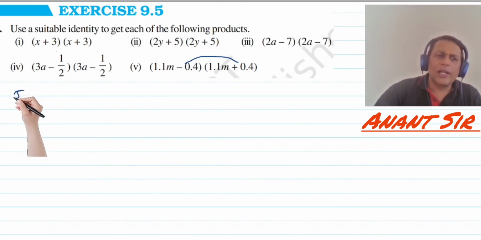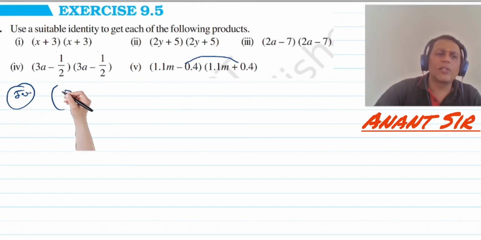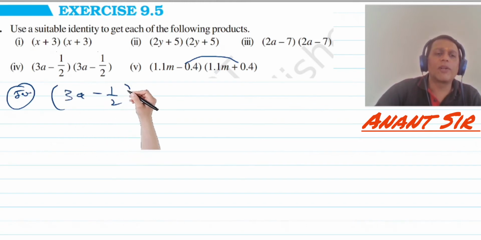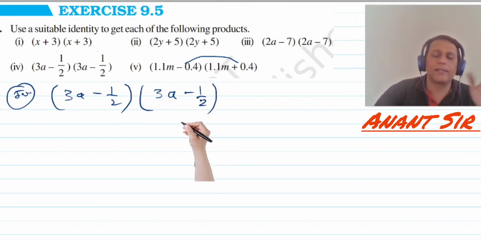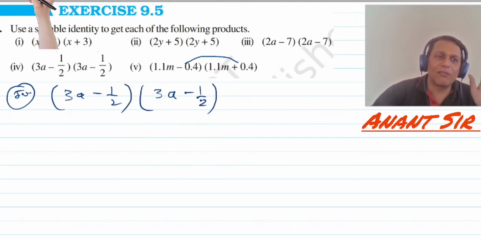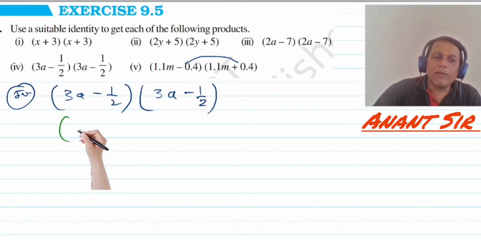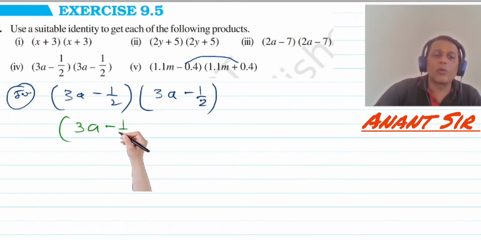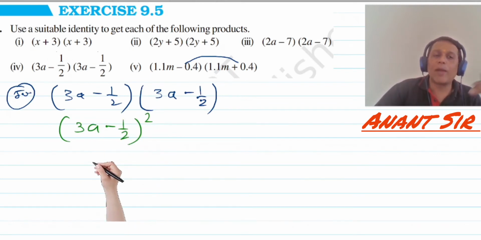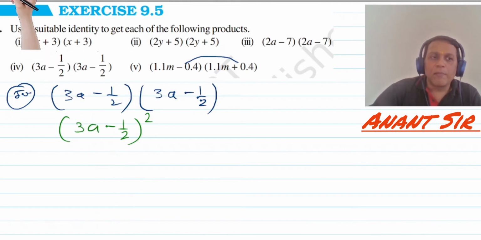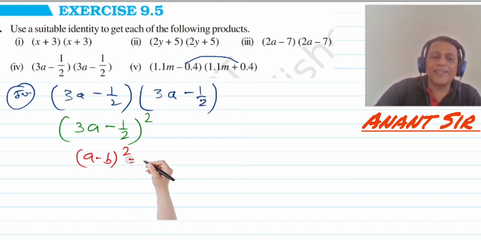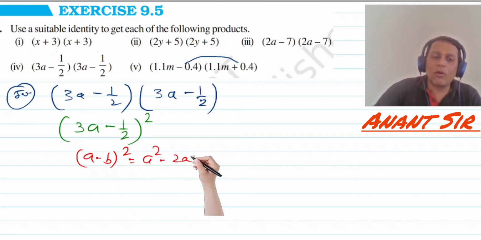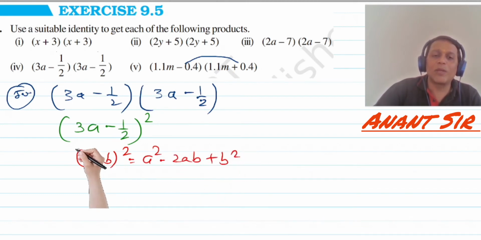Again, just a little bit different. What is the difference in this question? The only thing which is different is there is a number which is a fraction, 1 by 2. That's it. Otherwise, there is nothing different. So again, first thing I am going to do is write it as (3a minus 1 by 2) whole square, right? As there is a negative between the two terms and there is a square, I have to use the formula a square minus 2ab plus b square.